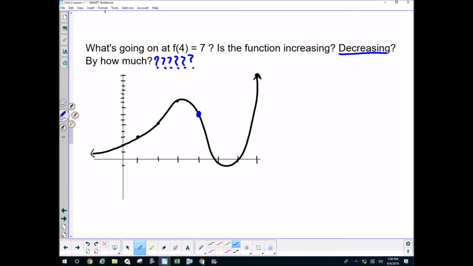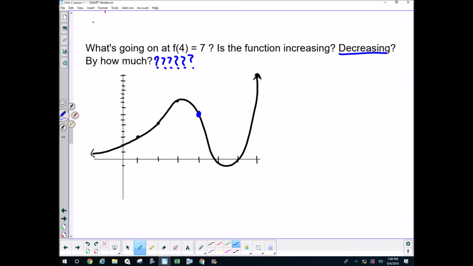All right, so if slopes represent change, and we're looking for how quickly we're changing at a point, what do you think we need? The slope of a tangent line. Now, how can we draw a tangent line?